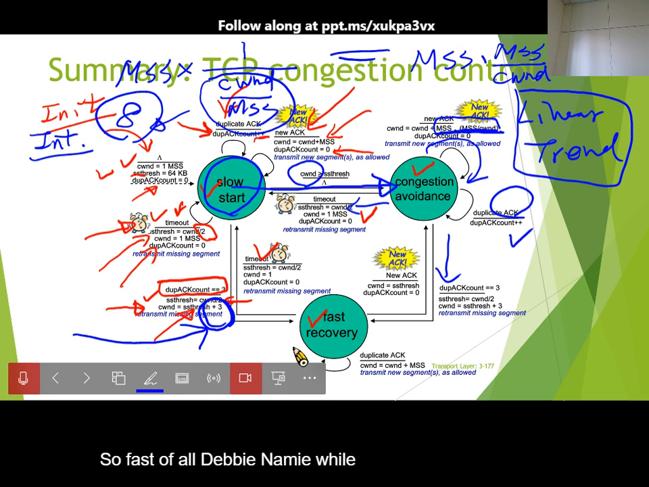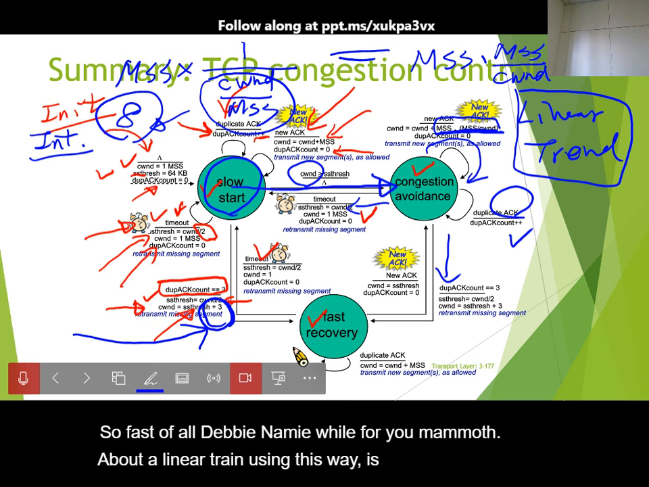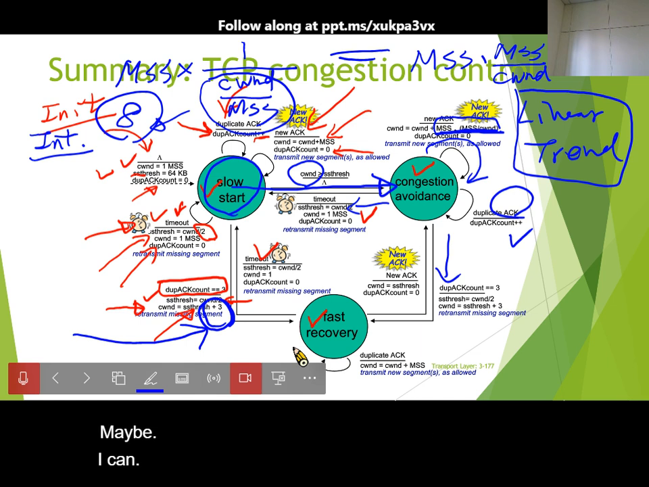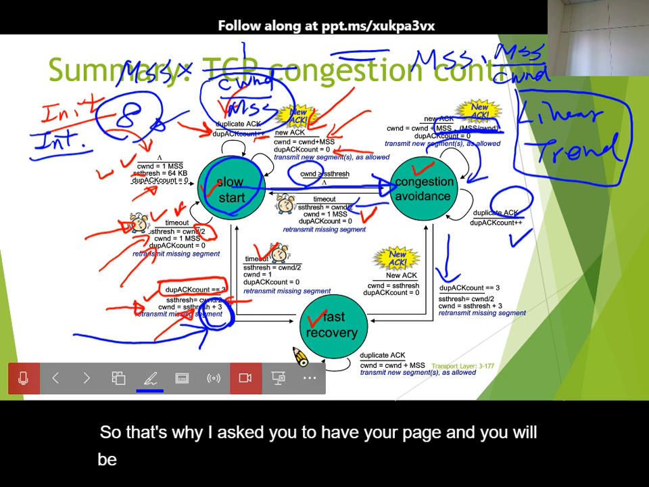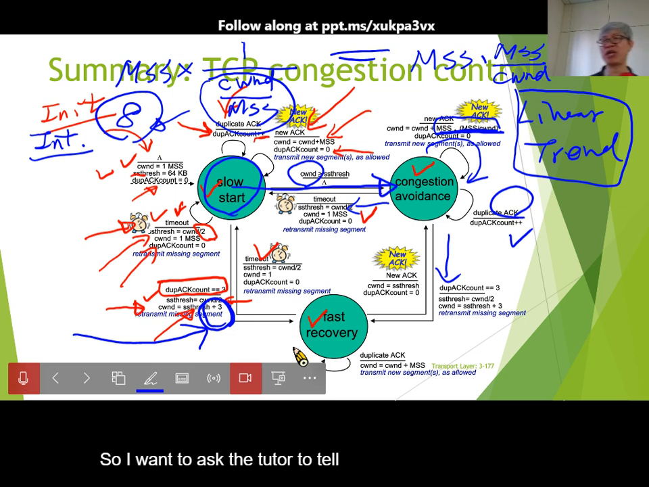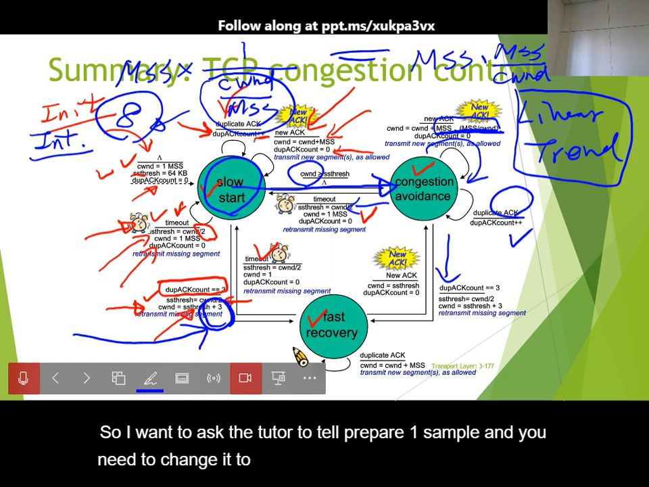Marcus? About the linear trend using this way, is it okay? Maybe. And Ken? Linear trend here, use this way to have a linear trend. And Owen? Linear chain. It's fine for you. So that's why I asked you to have your own page, and it will be easier for you to nominate maybe some of you. So I will ask the tutor to prepare one sample, and you need to change it to your name, your photo and your student ID.